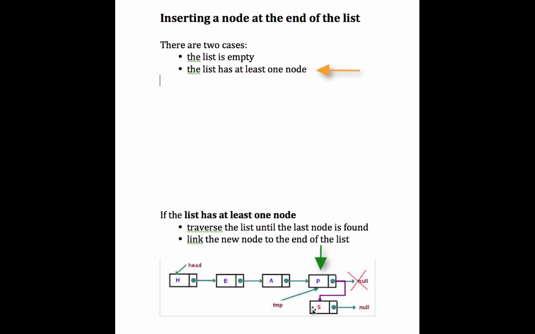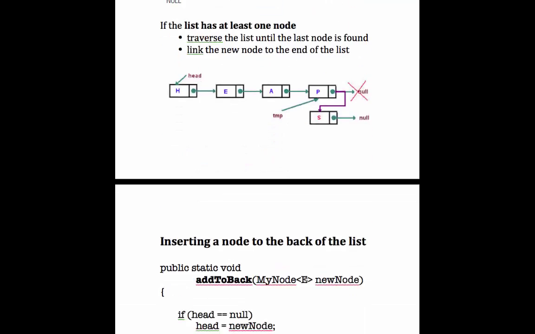At the end we have the last node, which is now S with a reference to null that indicates this is the last node, and head hasn't changed because we didn't modify the beginning of the list. Let's take a look at the code.